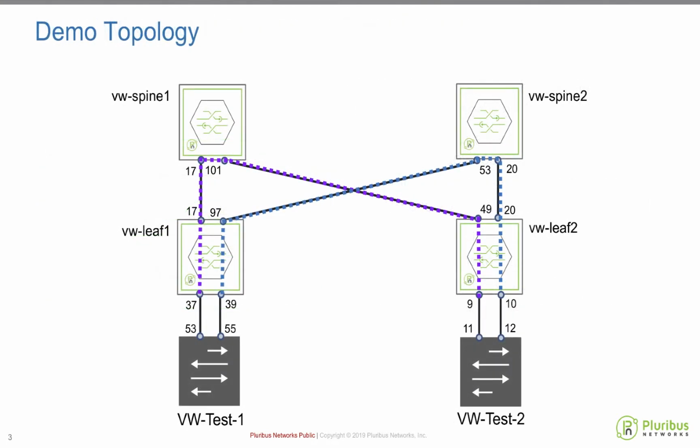The topology we'll be using in today's demo is a two-spine, two-leaf fabric with two test devices attached. Our objective will be to create two paths between VW test 1 and VW test 2. The first link we'll create between leaf 1 port 37 and leaf 2 port 9, shown here in violet. The second link will be between leaf 1 port 39 and leaf 2 port 10, shown here in blue.